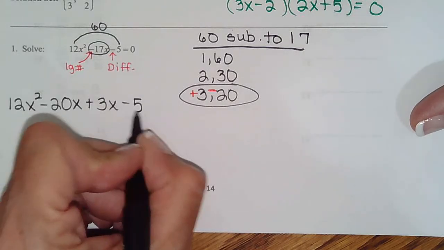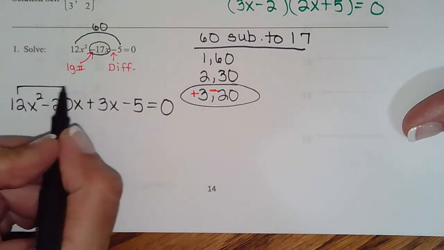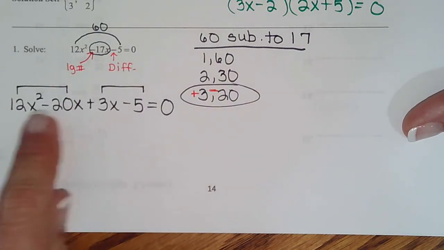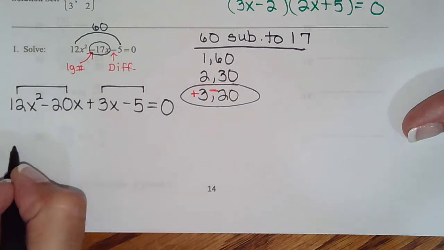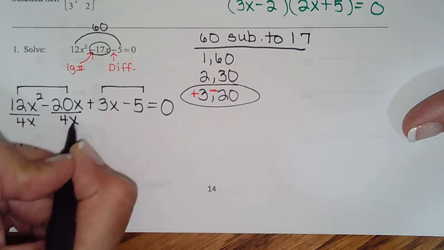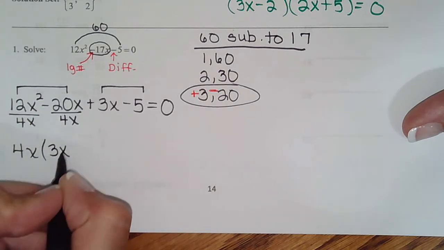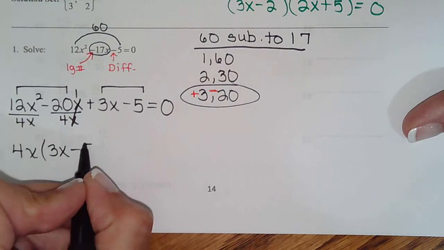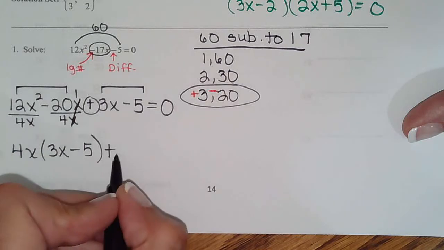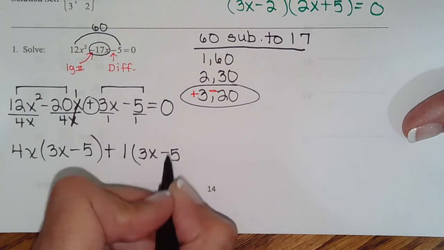minus 5 equals 0. And then we learned after we do the AC, it's turned into 4 terms, so we do grouping. GCF would be what? 4 and an x. So divide each of these by 4x, and I get 3x squared divided by 4x is 3x, and minus 20x divided by 4x is minus 5, so 3x minus 5. Bring down this sign. GCF here is just 1 because nothing else is common, so when you divide by 1, you get 3x minus 5.